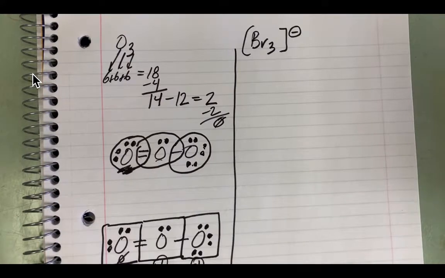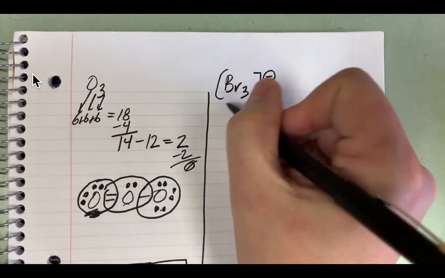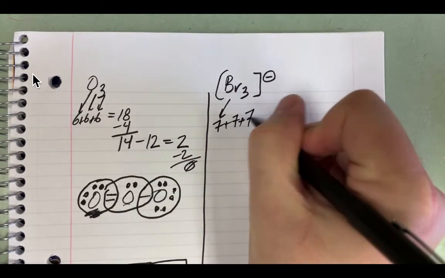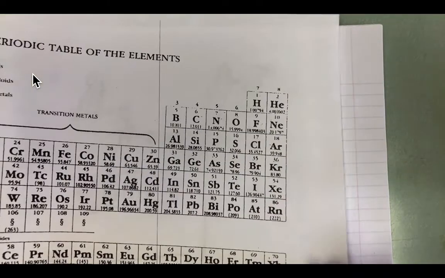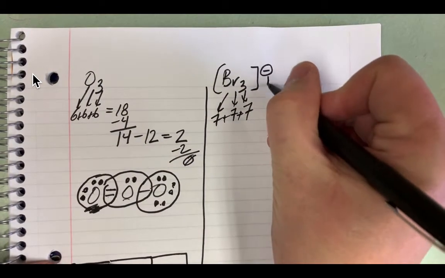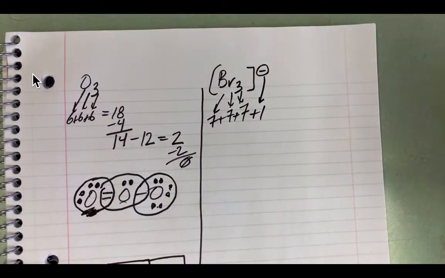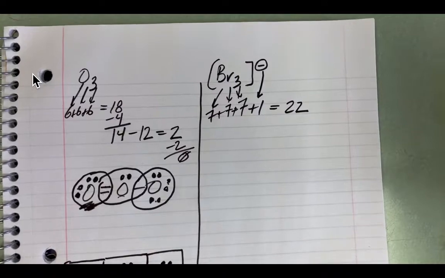All right, let's hop over and look at tribromide now. So each one of the bromines brings 7 electrons. It's the 7th column of the periodic table. And the interesting thing here is the negative charge, it adds an electron. Okay, a negative charge adds an electron to the electron count. And so I have 22 total electrons to assign.